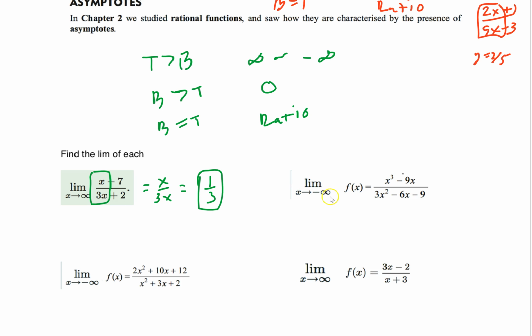Next one, negative infinity. Now same idea. All we're going to care about is the highest powers. So it's the same thing as saying x cubed over 3x squared. That actually reduces, and you get x over 3. Now again, the 3 doesn't matter. It's a 3. Who cares? But so what's going on? Is this infinity or negative infinity?